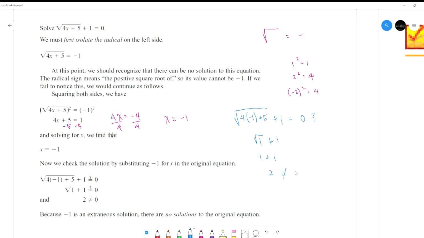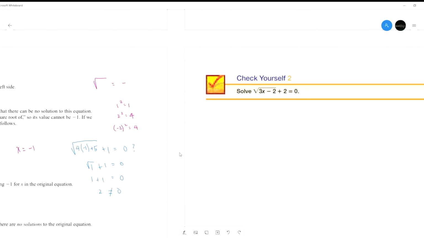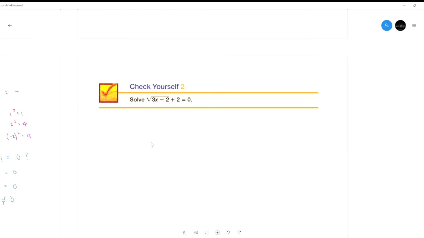2 does not equal 0, right? You see that? So this is not a solution. That's an extraneous solution. Okay, so that was our first example of an extraneous solution. So this one we're going to work together again.